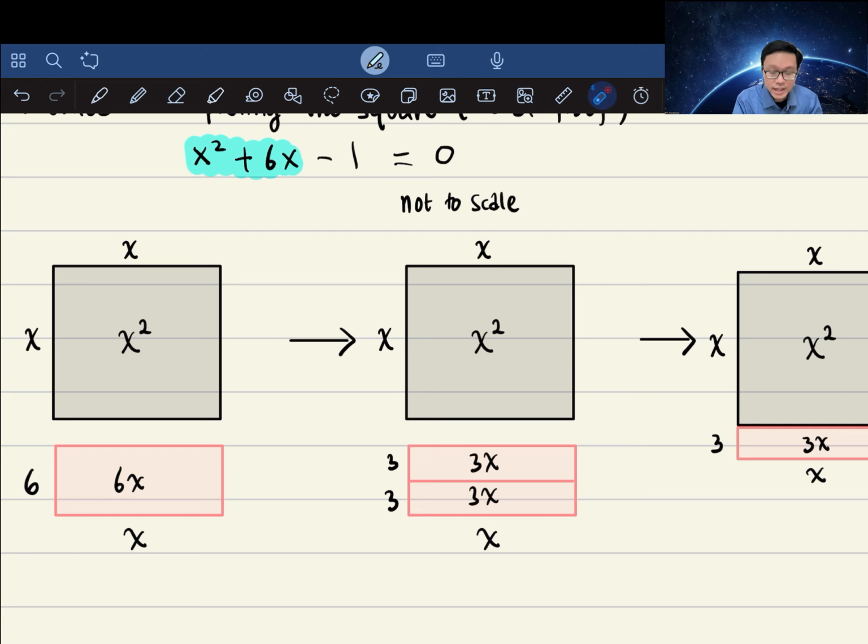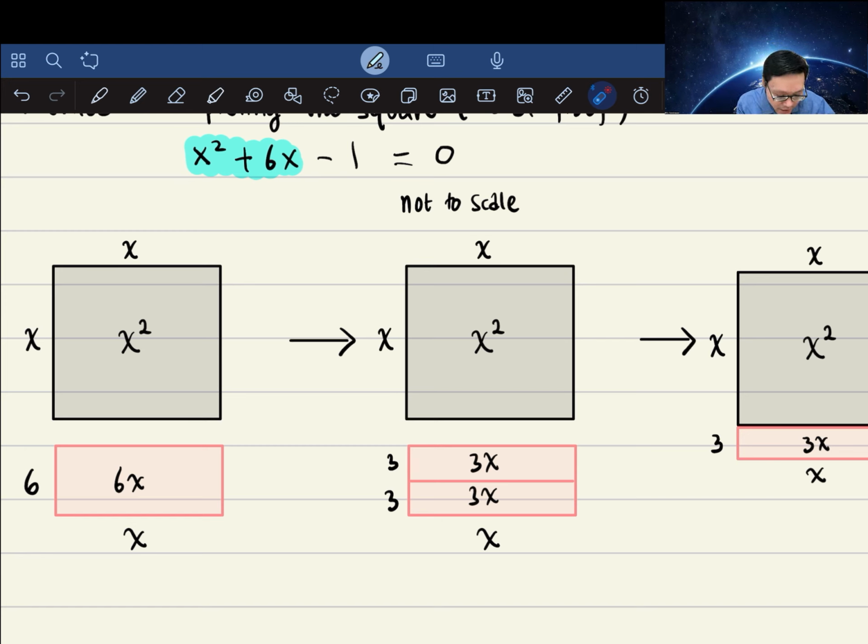Let's think about an area. Yeah, so x squared, we can construct a square with sides x and x over here. And we know that the area is x squared. 6x, we cannot construct a square because we have 6 and x, but we can construct a rectangle with length x and with 6. So the area is 6x. Now we want to combine them, x squared plus 6x, and we want to construct the square. But how do we construct the square?